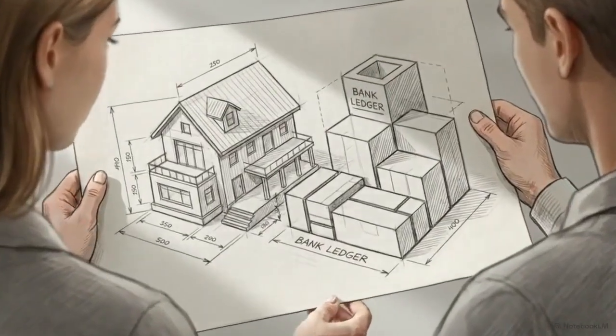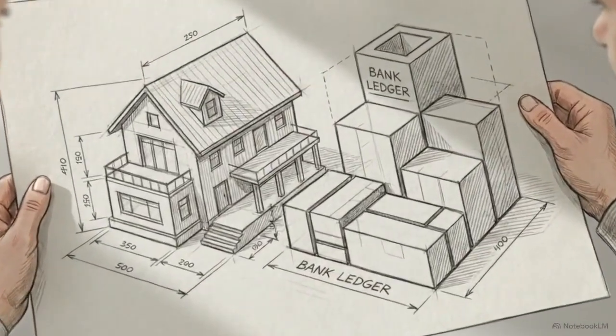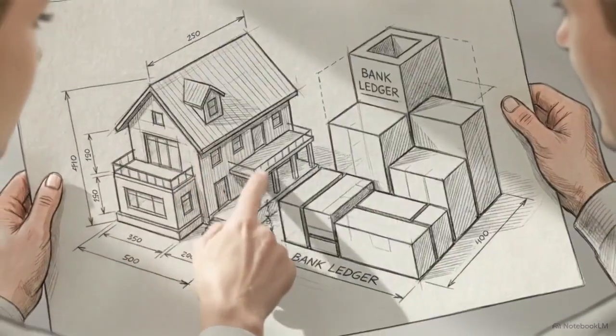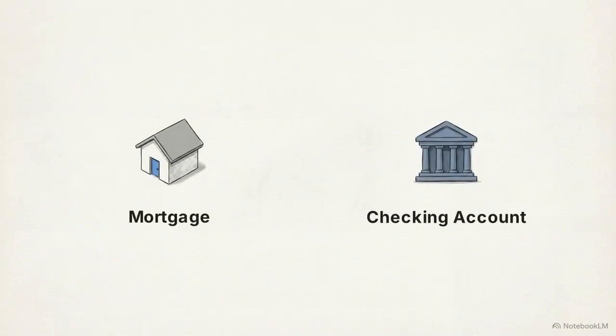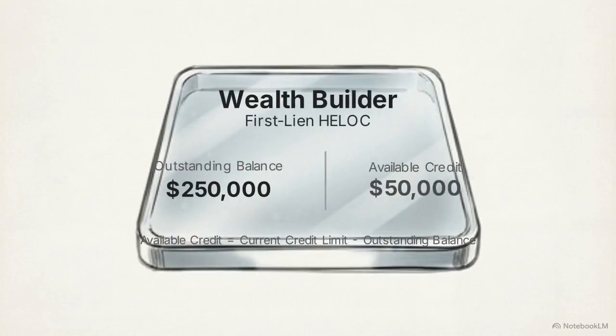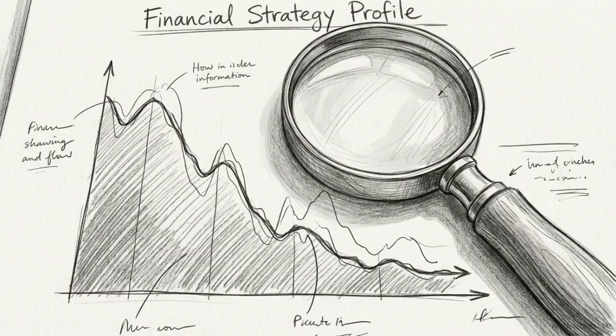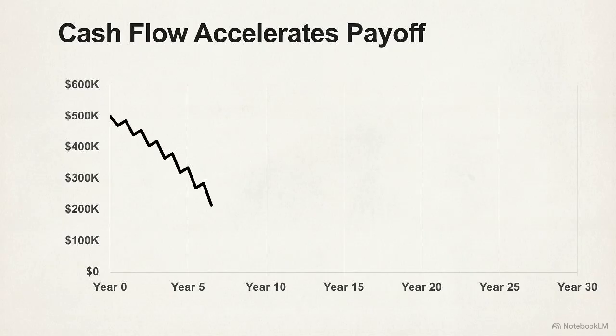Explaining a first-lien HELOC, a home equity line of credit that replaces a primary mortgage, requires shifting a borrower's perspective on debt. It functions as both a mortgage and a checking account in a single product. To prove the accelerated payoff timeline of this structure, we use the customized Wealth Builder Comparison PDF. This document models their exact cash flow against a traditional amortized loan.